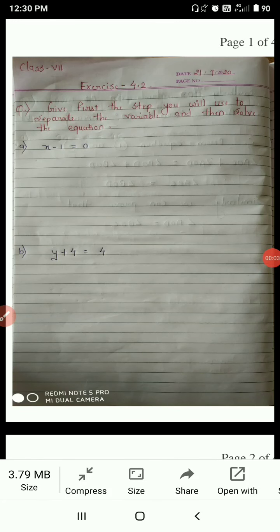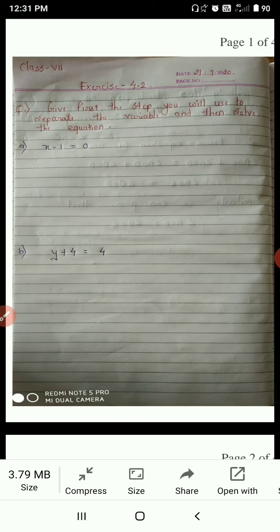Today we are going to start a new exercise of simple equations, exercise 4.2. Before exercise 4.2, we have already studied exercise 4.1. In that we studied the solution of an equation. Now here we are going to find the solution of an equation by using steps.